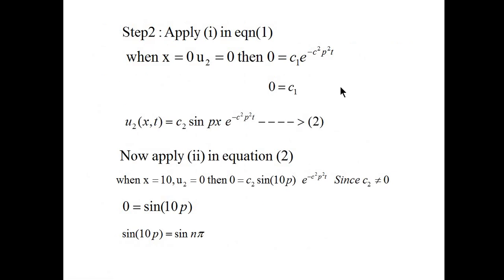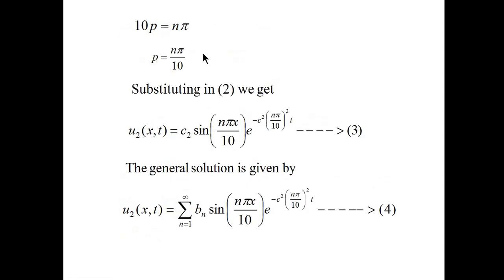We are going to repeat the same steps as earlier because we have now obtained zero boundary conditions. Now apply boundary condition 1 in equation number 1, you get c1 equal to 0. Substitute this in equation number 1, you get the second equation. Now apply the second boundary condition in the second equation, you get p equal to n pi by 10. Upon substituting this we get the third equation, and then adding all those solutions we get a general solution, call that equation number 4.